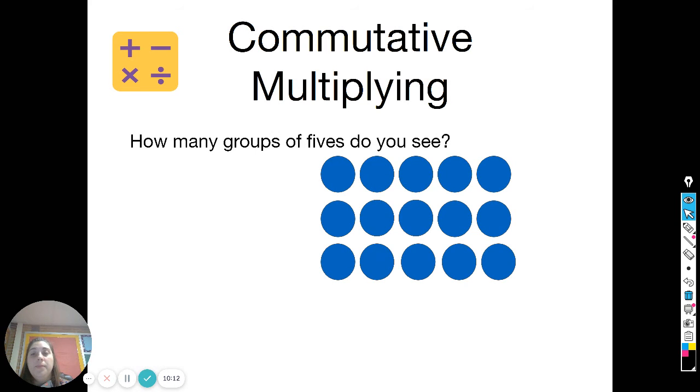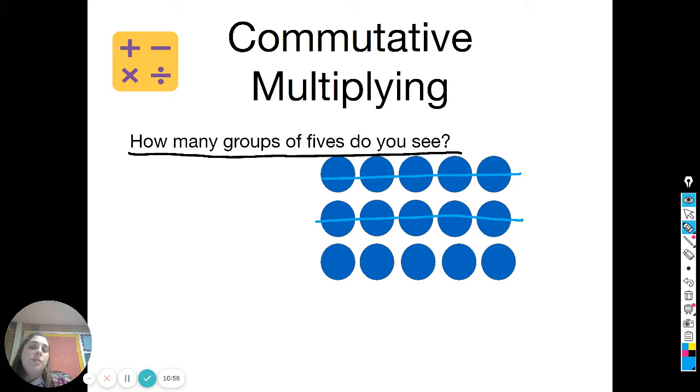Okay, here's a new array. Go ahead and clear your whiteboard. The question is, how many groups of 5s do you see? Go ahead and write that answer on your whiteboard. How many groups of 5s do you see? All right, let's look at our groups. 1 row of 5, 2 rows of 5, 3 rows of 5. So how many groups of 5s do we have? We have 3 groups of 5.